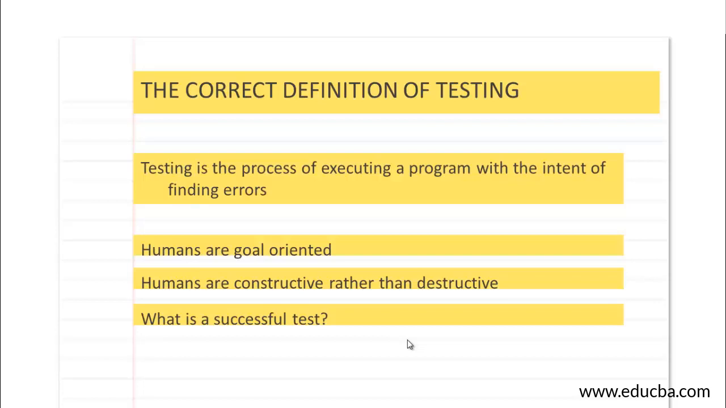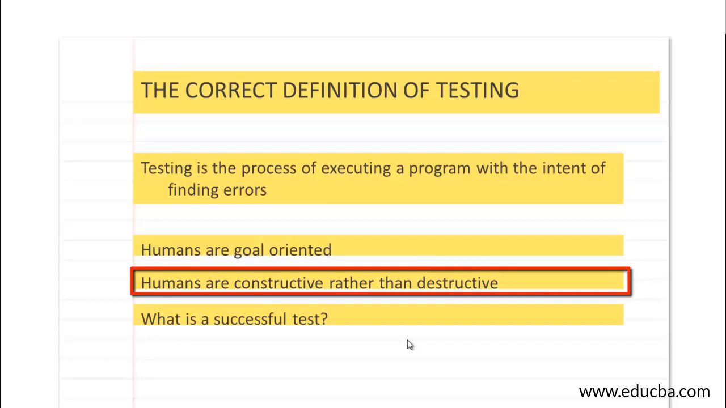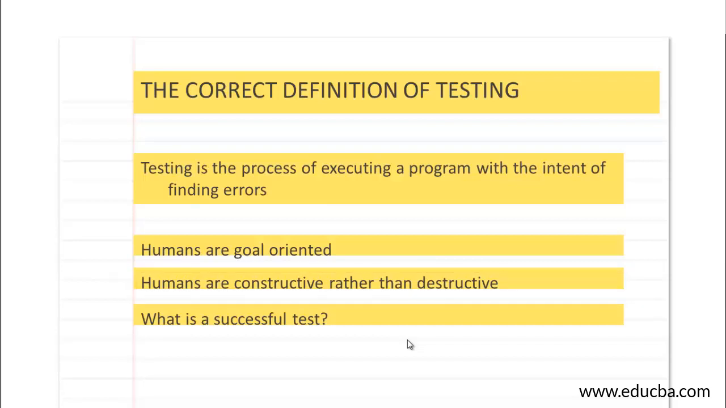Another implication of this definition is that testing is a destructive process, which is why most people find it difficult. By nature, most people tend to be constructive rather than destructive, and hence there is an implicit bias in the human mind to show that the program works. In order to find errors, the mind has to be consciously programmed to be destructive.